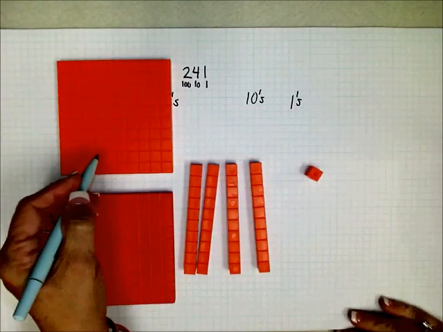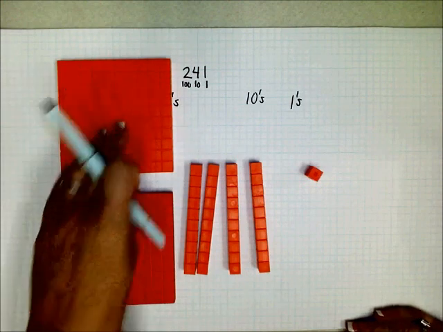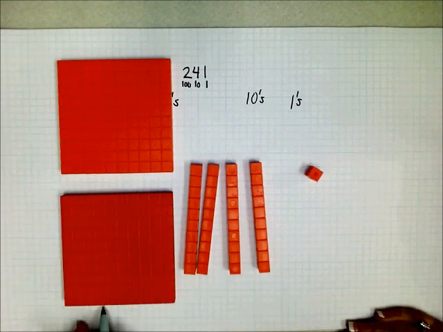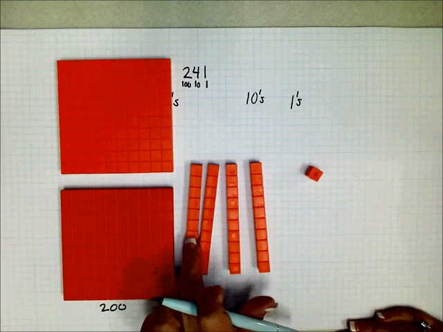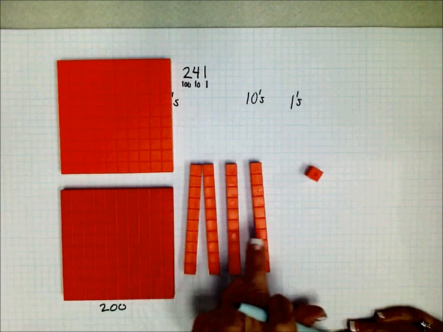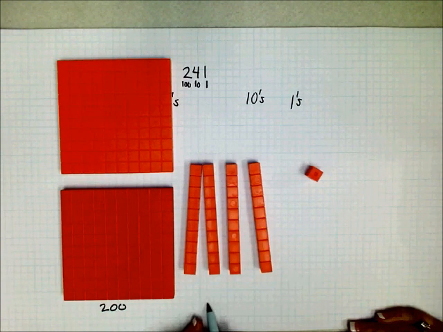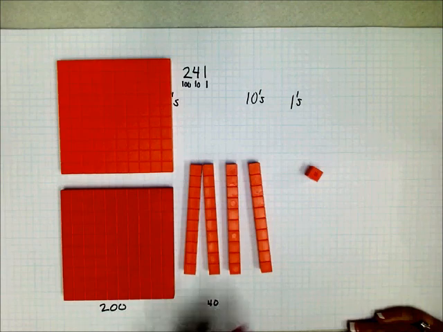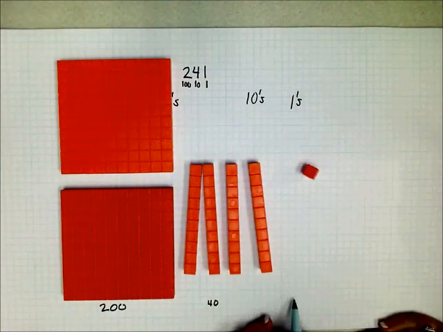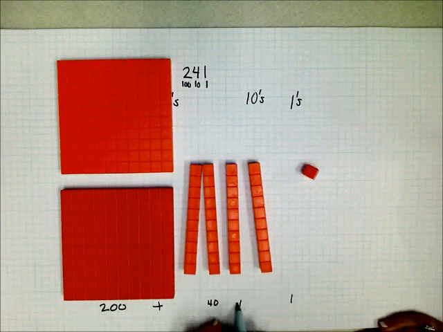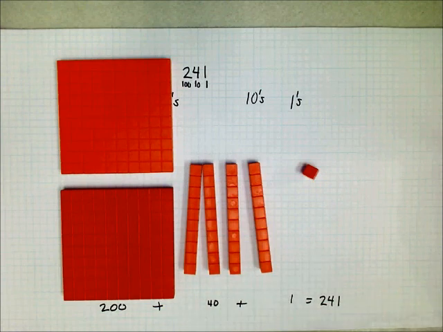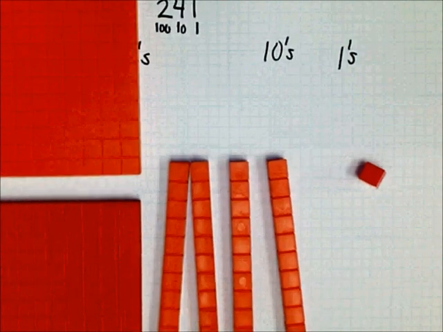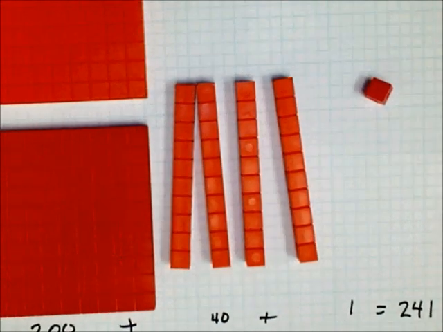So if we counted everything up here, we have 100 here, 100 here, for a total of 200. Then we have 10 here, 10 here, 10 here, and 10 here, for a total of 40. And 1 unit for a total of 1. When we add these together, that is equal to 241. So if we looked at expanded notation, we see that we have 241.